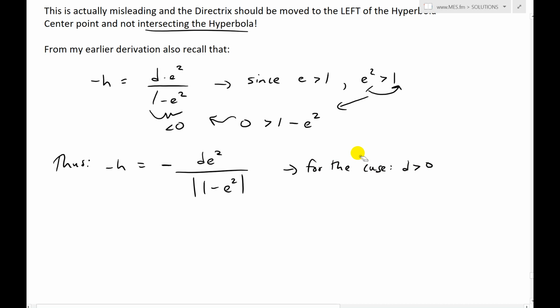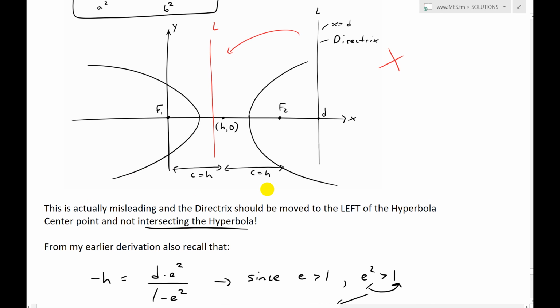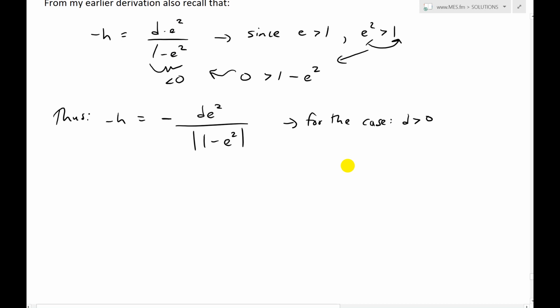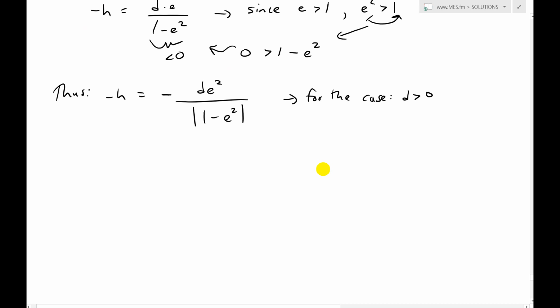So we have this one on the positive right side over here. So that's on this side like that, and where the focus is the origin. So we have that. Now what we could do is just cancel out the negatives. So we have h is equal to d e squared over 1 minus e squared, and this is going to be greater than 0, because e is always positive.